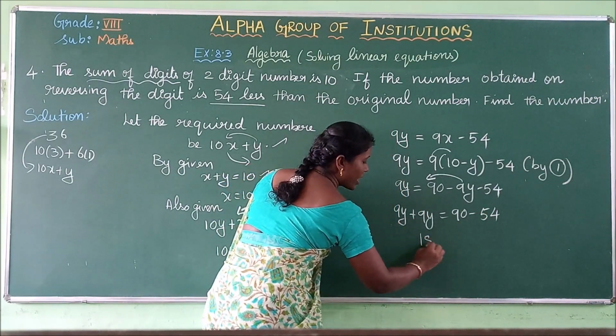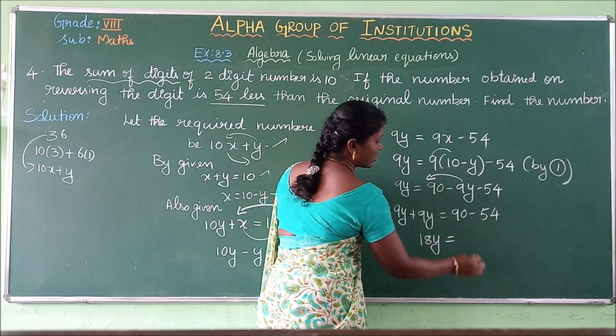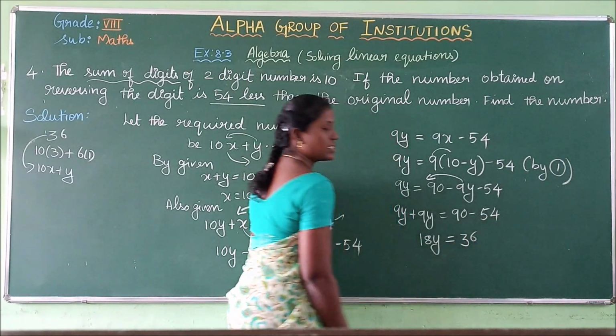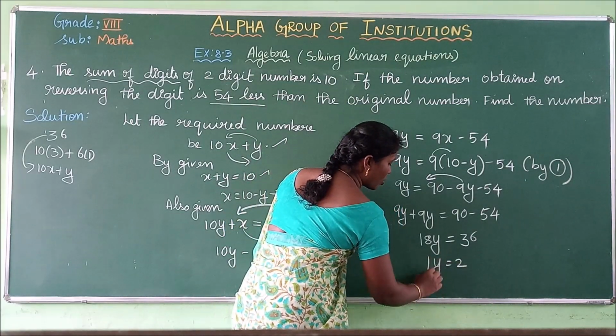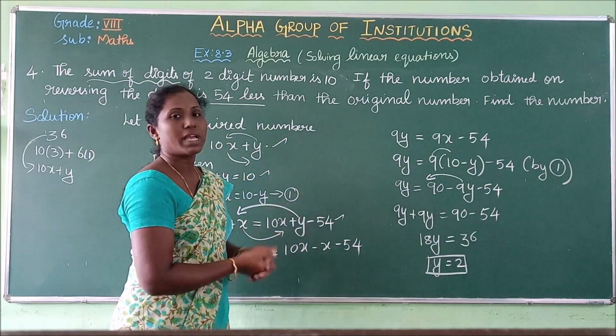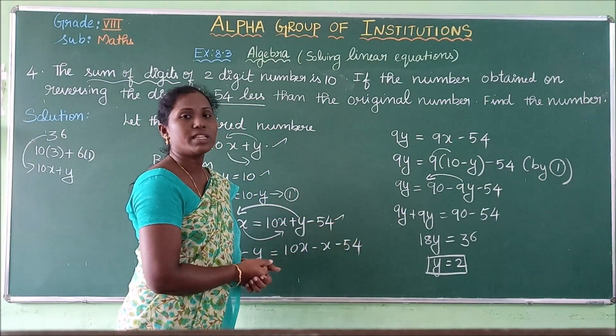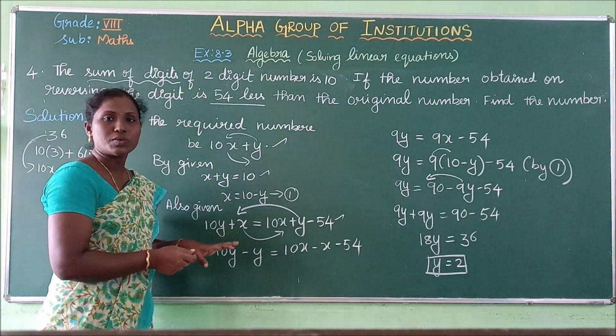9 plus 9, adding the coefficient, 18y is equal to 90 minus 54, it is 36. So we got the value of y is equal to 2. How did we get y is equal to 2 here? 18 goes to that side, 36 by 18. So if we divide, the value of y is equal to 2. Okay, we got the value of y is equal to 2.